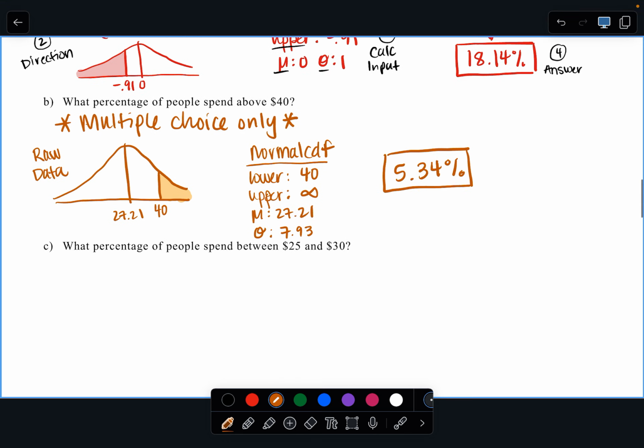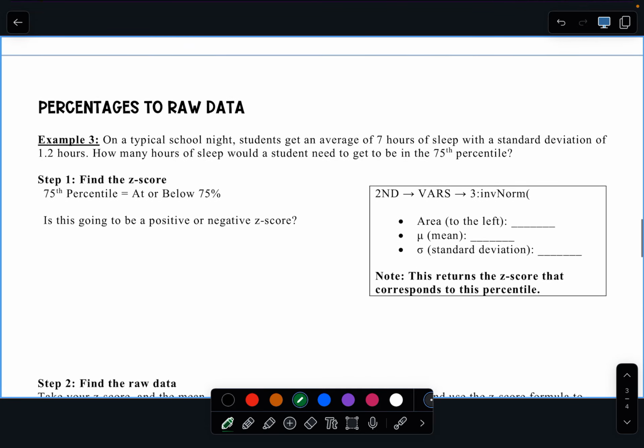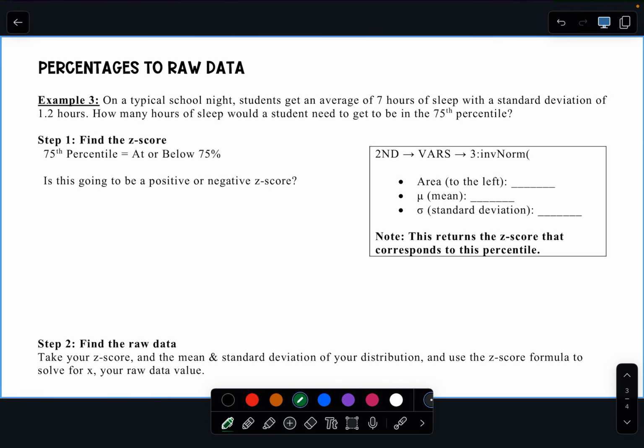Okay, now for the sake of time and for the sake of we've done a lot of this repetitively, I'm going to go ahead and skip C because it's between 2 values. And I'm going to jump over to the other types of problems. So this is kind of the reverse of what we just did. So we had z-scores and data, and we went to percentages. Now we have percentages. We're going to go to z-scores and data.